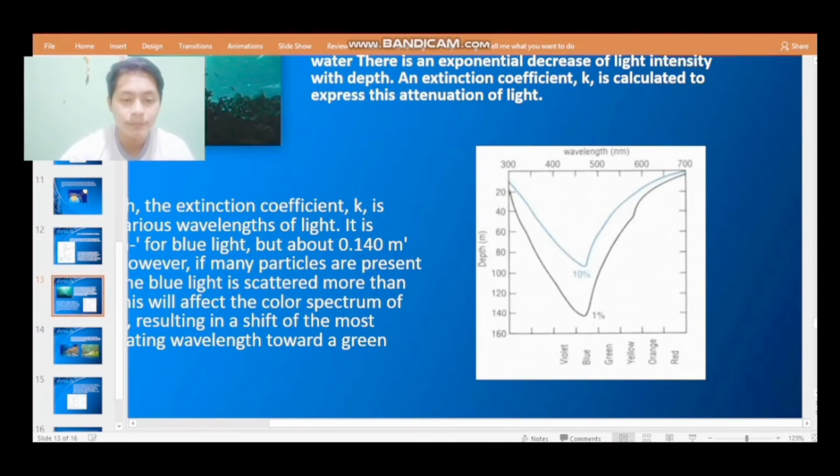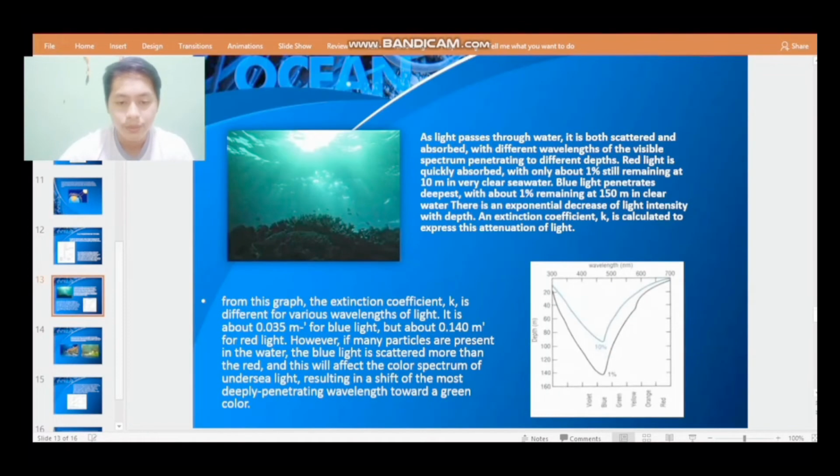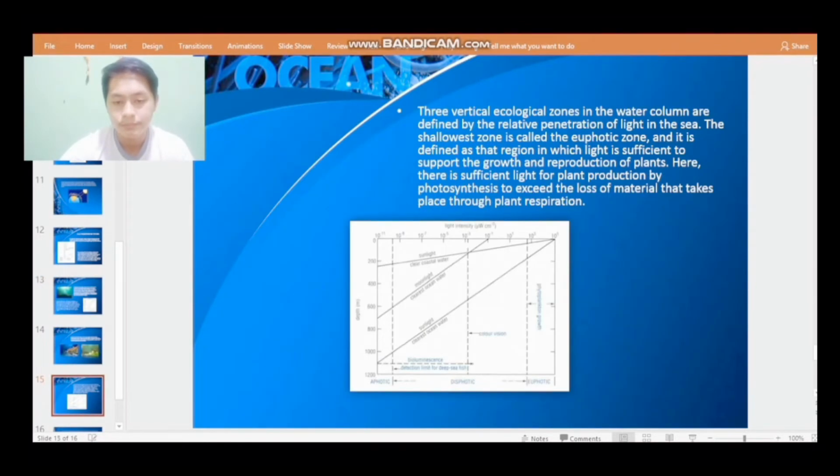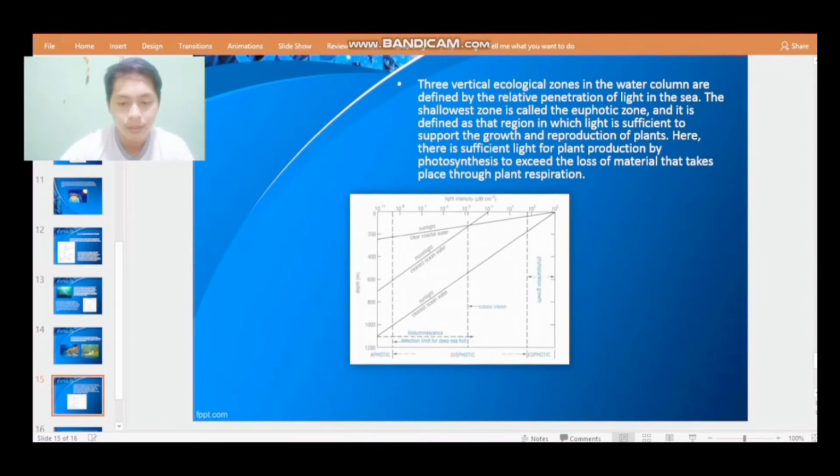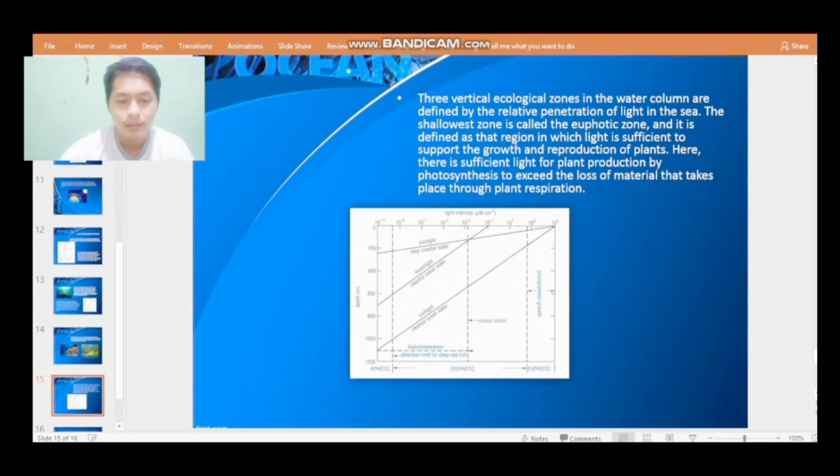Also, this graph represents the penetration of light of different wavelengths into clear oceanic water. The lines indicate the depths of penetration for 10% and 1% of the surface light levels.